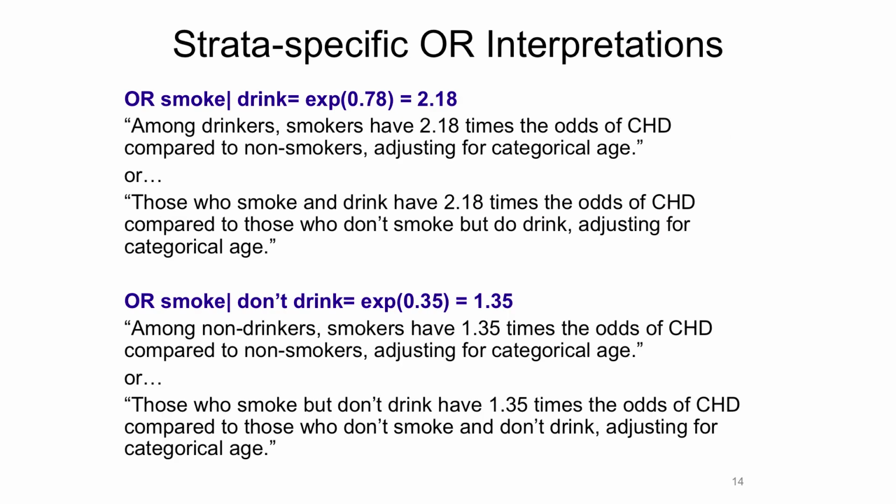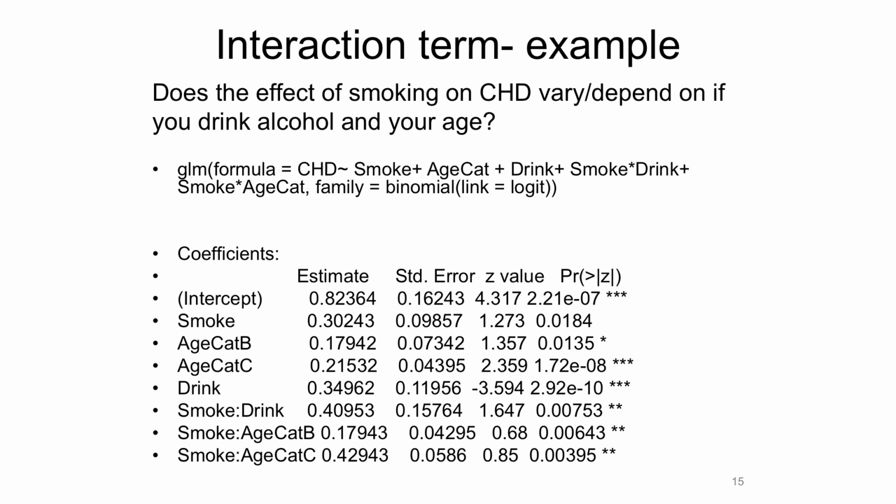So now that we have our odds ratios from our example, how do we interpret these? We would say that among drinkers, smokers have 2.18 times the odds of CHD compared to non-smokers, adjusting for categorical age. And among non-drinkers, smokers have 1.35 times the odds of CHD compared to non-smokers, adjusting for categorical age. So we found that the effect of smoking varies depending on if participants drink alcohol.